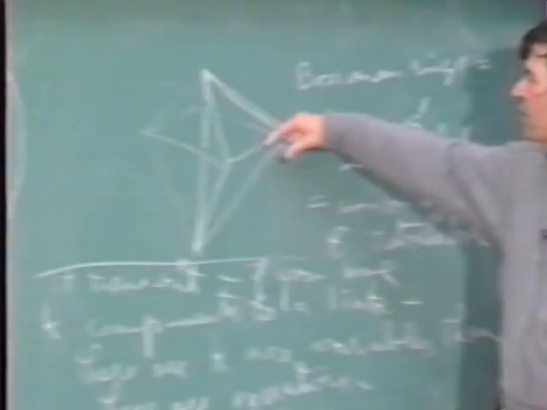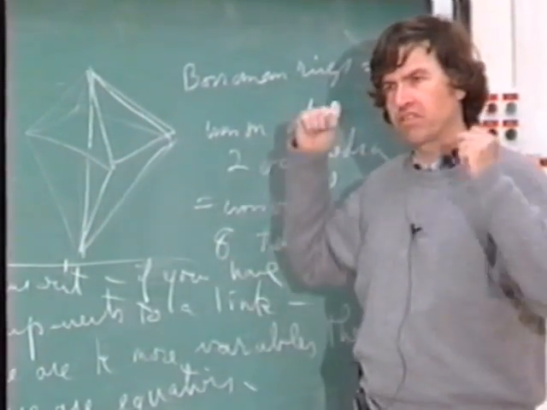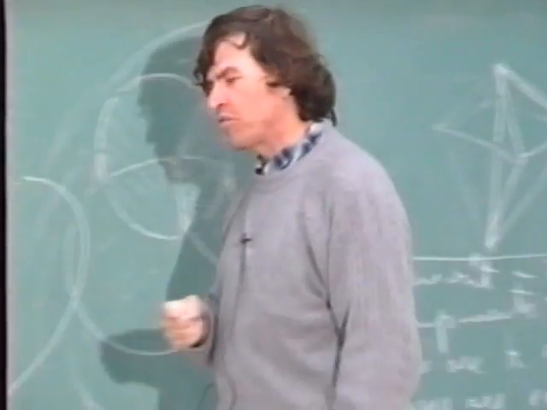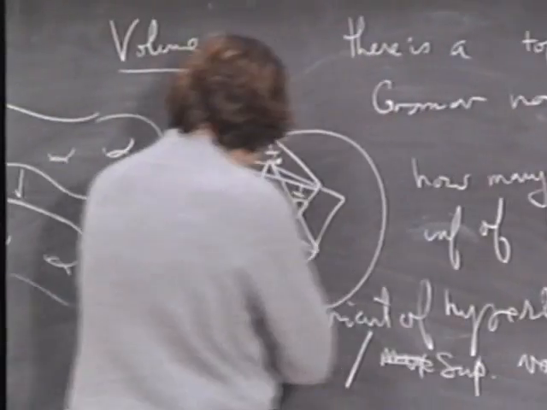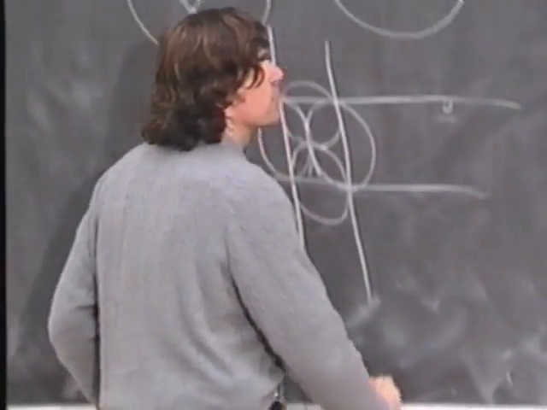And with a little more trouble, you can show that when you do a Dehn filling, the volume has to decrease. So a Dehn filling is a little bit analogous to an example of degree 1 maps between manifolds. Anyway, the net result is the following.